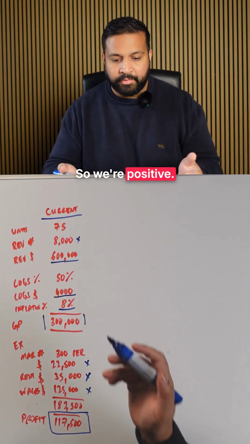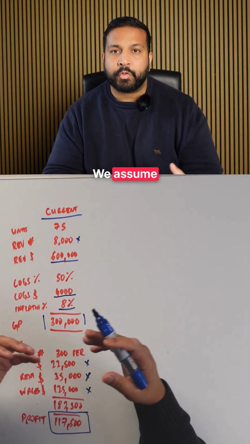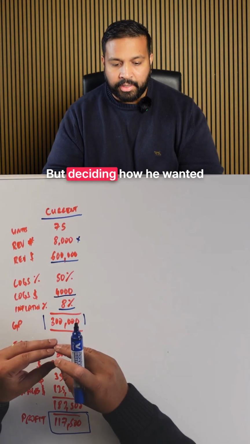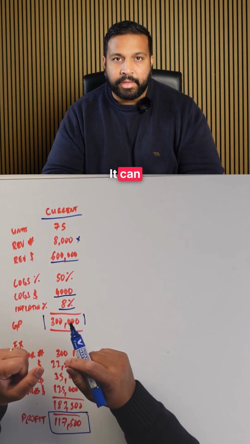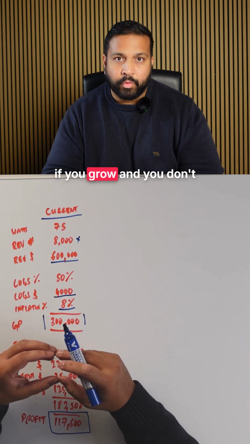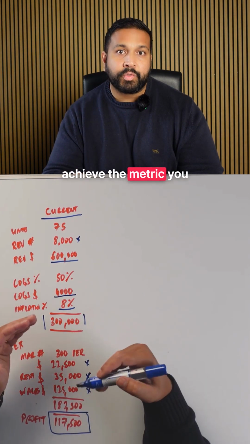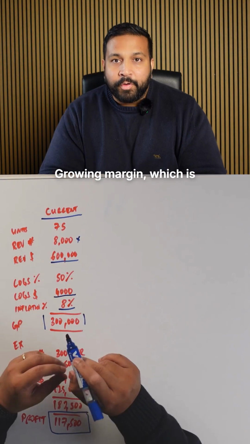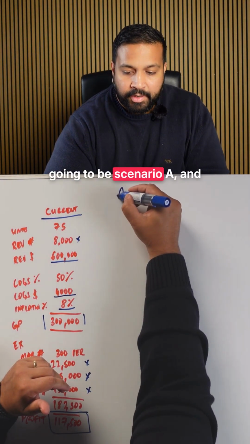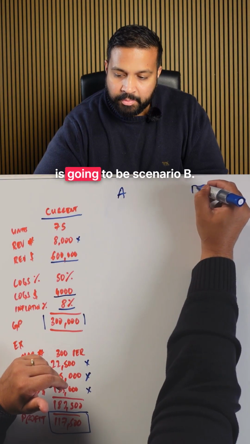So we're positive, we've done 75 clients, we assume growth will come, but deciding how he wanted to grow is really critical. Growth has a cost. It can be burdensome, and if you grow and you don't achieve the metric you want, it can be very, very disheartening. So I'm going to show you two scenarios. Growing margin, which is going to be scenario A, and growing revenue, which is going to be scenario B.